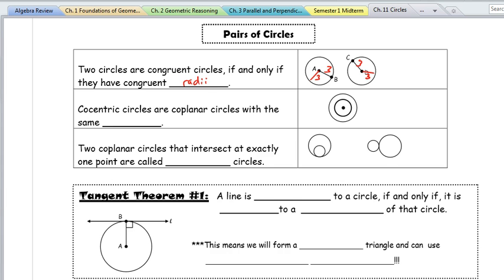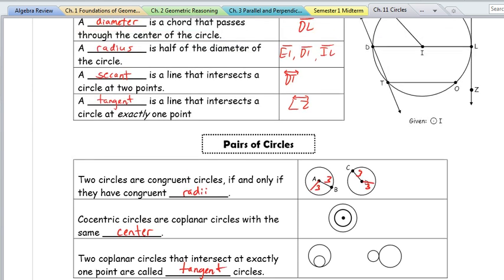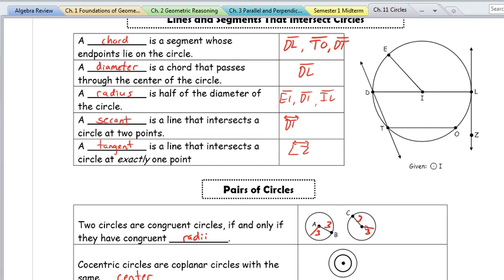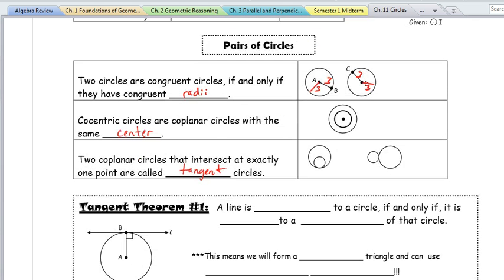Concentric, meaning share, like co-workers share something. Concentric circles are circles that share a center. Two coplanar circles that intersect at exactly 1 point are called tangent circles. So that goes back to what we set up here, where LZ was a tangent. So tangent really means it's touching at 1 point. So tangent circles touch at 1 point. It could be inside or outside.